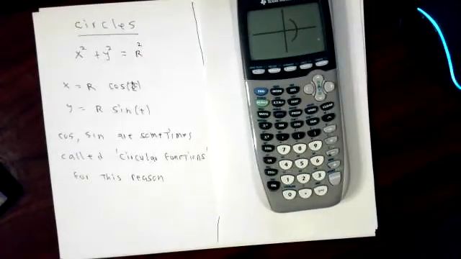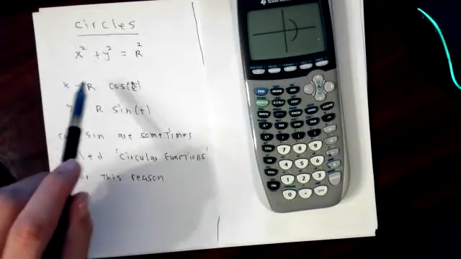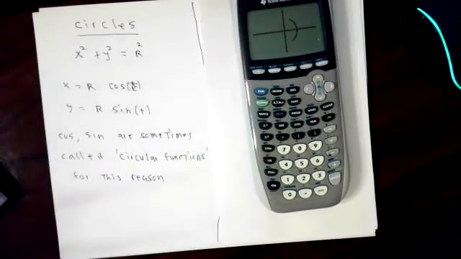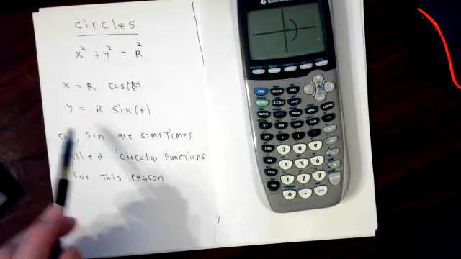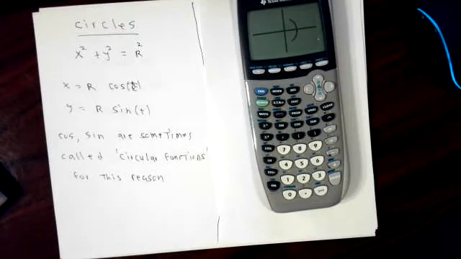Anyway, going back to our original setup, if I have the circle x² + y² = r², probably the simplest way to parameterize that I can think of is x = r cosine t, y = r sine t. It is for this reason that cosine and sine are sometimes called the circular functions.